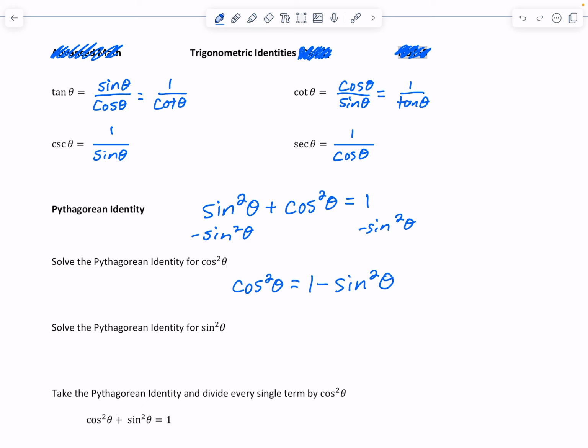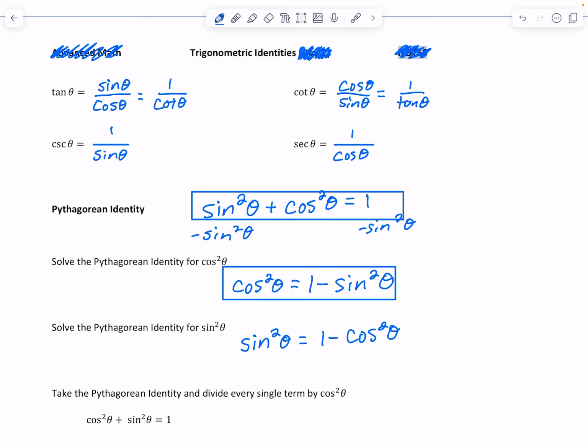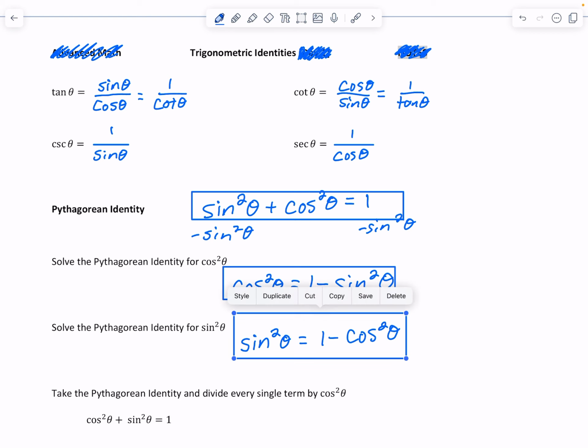Okay, we could have done the same thing by subtracting cosine squared on both sides, so I could have gotten sine squared theta equals 1 minus cosine squared. So notice, if you go back and look at that table, this was the first one, and then we had this one, and then that one there. Notice that we have all of them, and it's all based on just that top one. All we had to do is subtract sine squared or cosine squared from both sides.